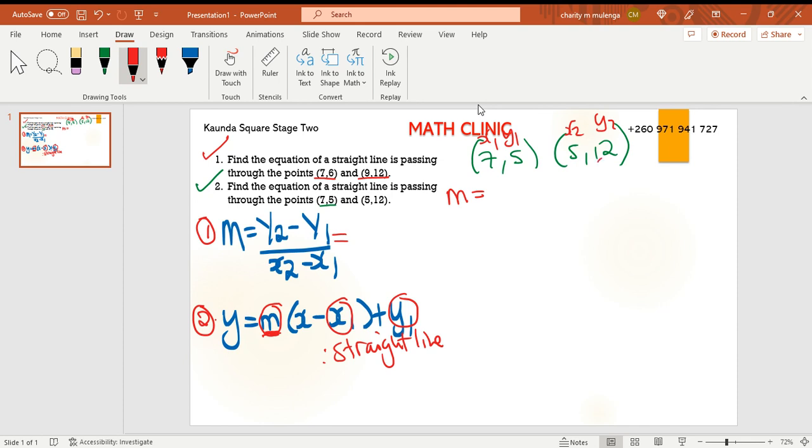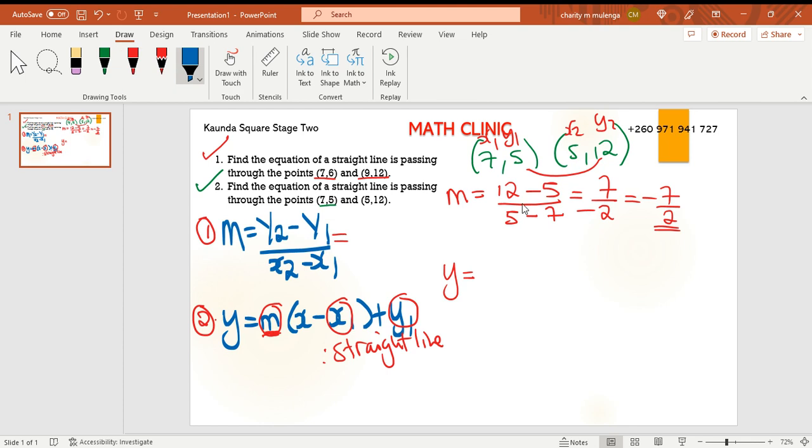So we are saying 12 minus 5, over 5 minus 7. 12 minus 5, we are getting a difference of 7. 5 minus 7 is giving me negative 2. So in short, our gradient is negative 7 over 2. Are we together? Excellent. Now that we have found our gradient, we can find the straight line. In this case, y equals negative 7 over 2, times x minus.